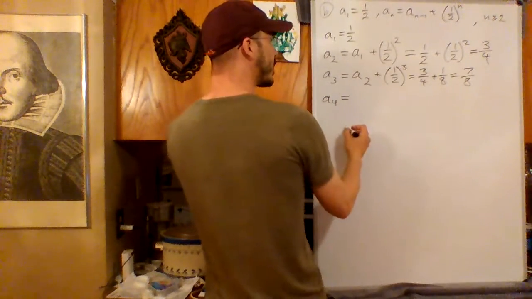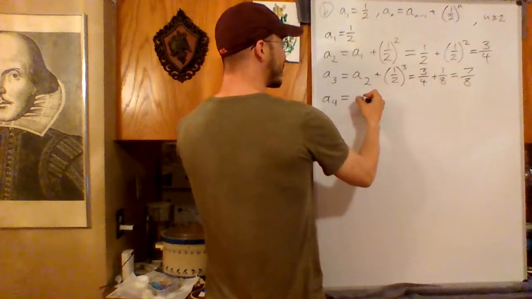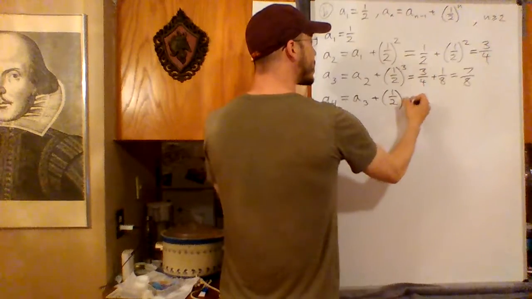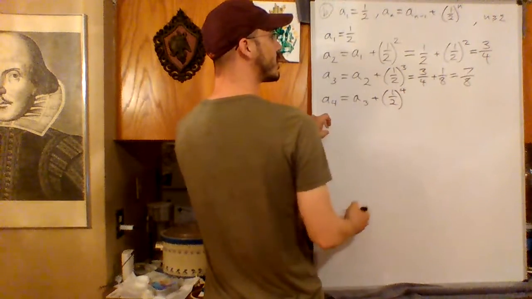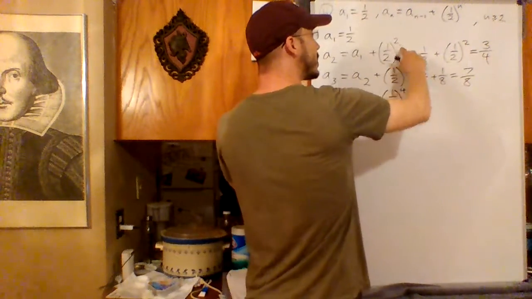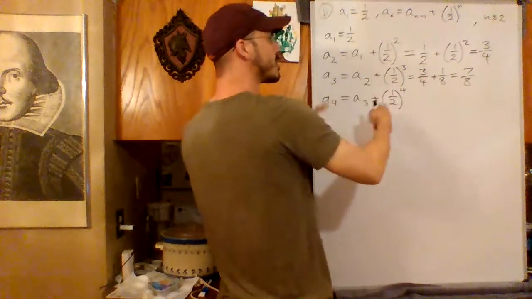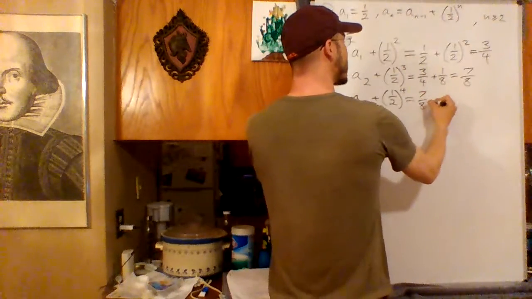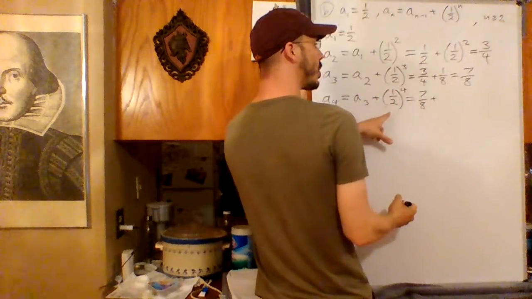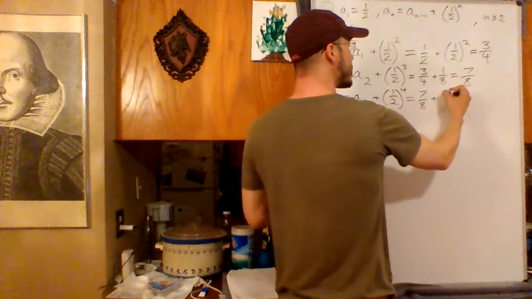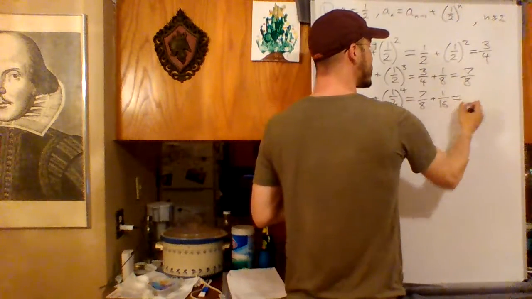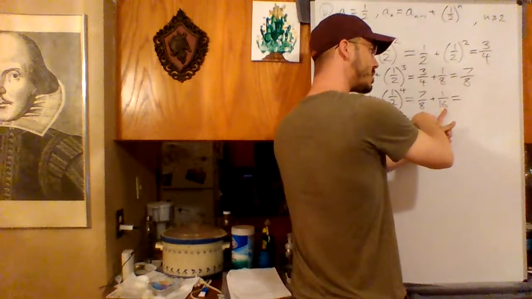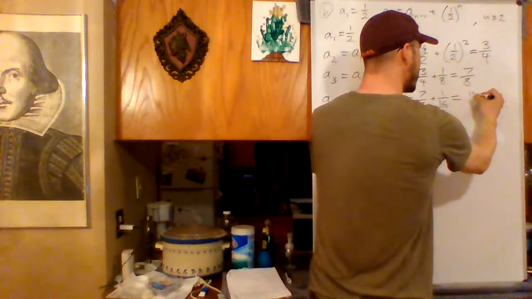And then A4, we're going to start to see the pattern after this. This is A3 plus 1/2 to the 4th now. I'm adding increasing powers of 1/2 to the previous term each time. A3 was 7/8, and this 1/2 to the 4th is 1/16. So if I think of this as 14/16, there's another 16, that's 15/16.